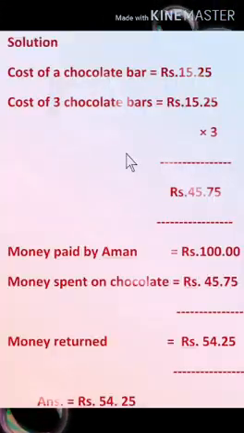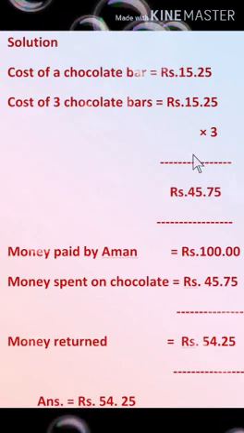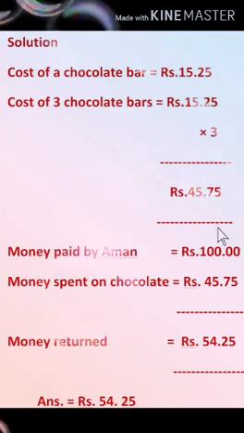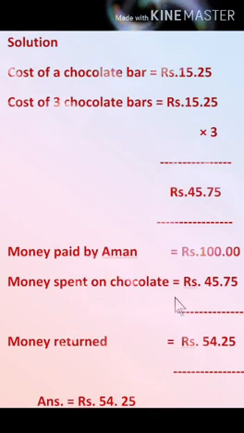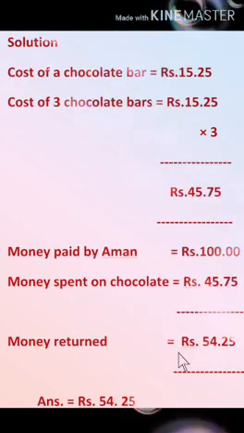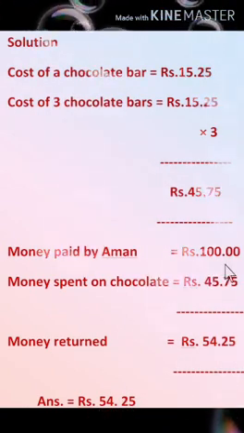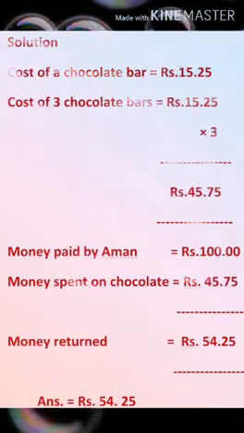So students, check the solution. Cost of a chocolate bar rupees 15 and 25 paise. Cost of 3 chocolate bars: rupees 15 and 25 paise multiplied by 3, then rupees 45 and 75 paise. Money paid by Aman rupees 100. Money spent on chocolate rupees 45 and 75 paise. Money returned by the shopkeeper: subtract and get the answer. After subtraction your answer is rupees 54 and 25 paise.